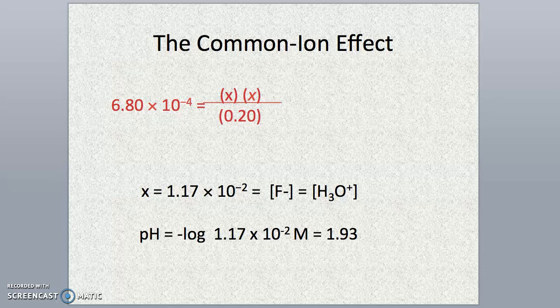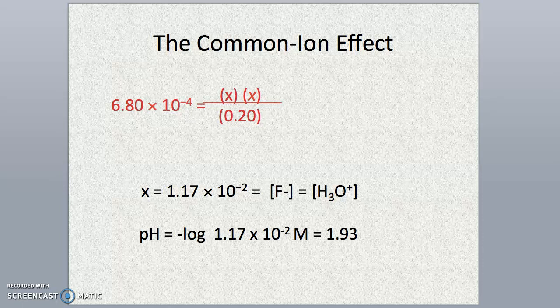Now we have two ways to obtain the pH from here. We could use the Henderson-Hasselbalch equation since we have an equilibrium value for the weak acid and the conjugate base. We would have to determine the pKa from the Ka. The other method, which is shown, is to simply take the negative log of the hydronium ion concentration to obtain the initial pH of 1.93. This makes sense because HF is an acid.